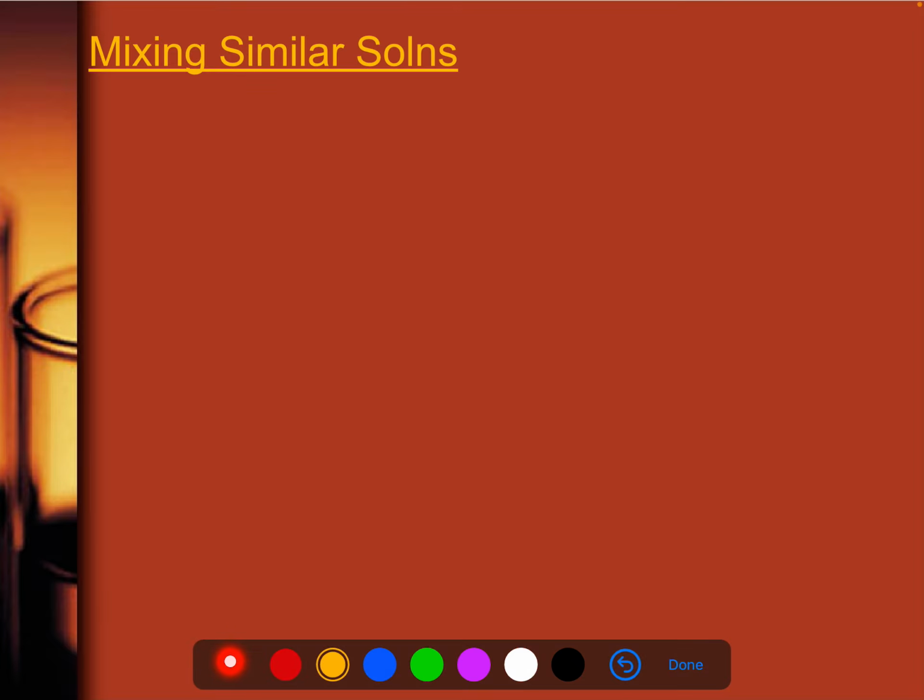So what we're going to be looking at is what do we do with these mixtures? How do we know how the concentration and the pH change? We're going to look at what happens if we're mixing similar solutions, so when we're mixing two acids or two bases together. And then we're also going to look at what happens if we're mixing opposite solutions, so where we're mixing an acid and a base.